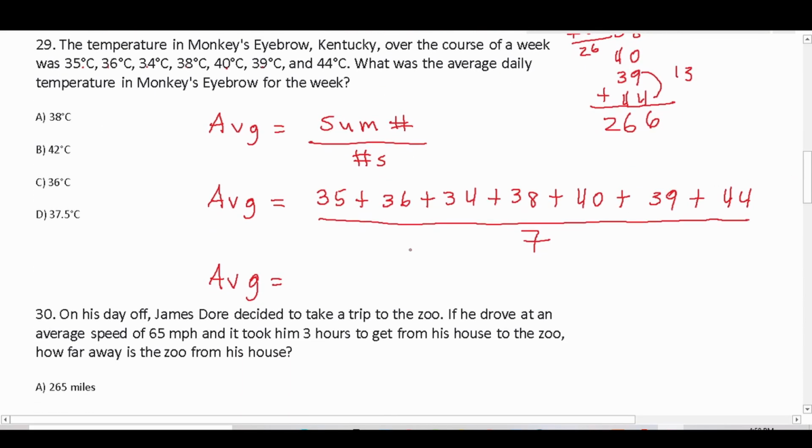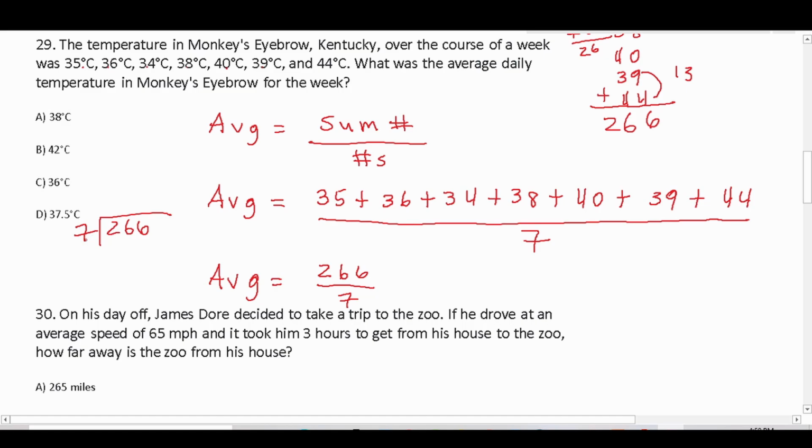All right, so this becomes 266 over 7. And as we've already seen in this video, we can treat fractions as if they were long division. So instead of reading this as 266 over 7, I'm going to read it as 266 divided by 7. I'm going to go ahead and work this out very quickly.